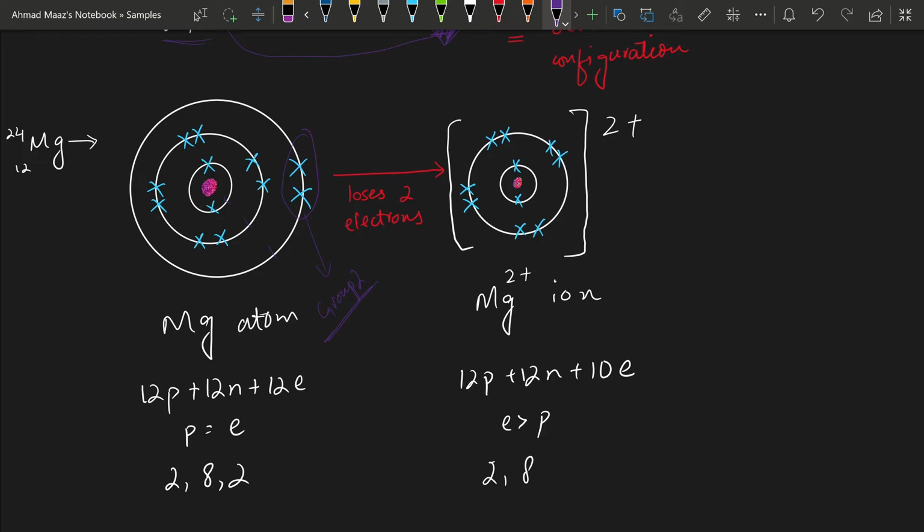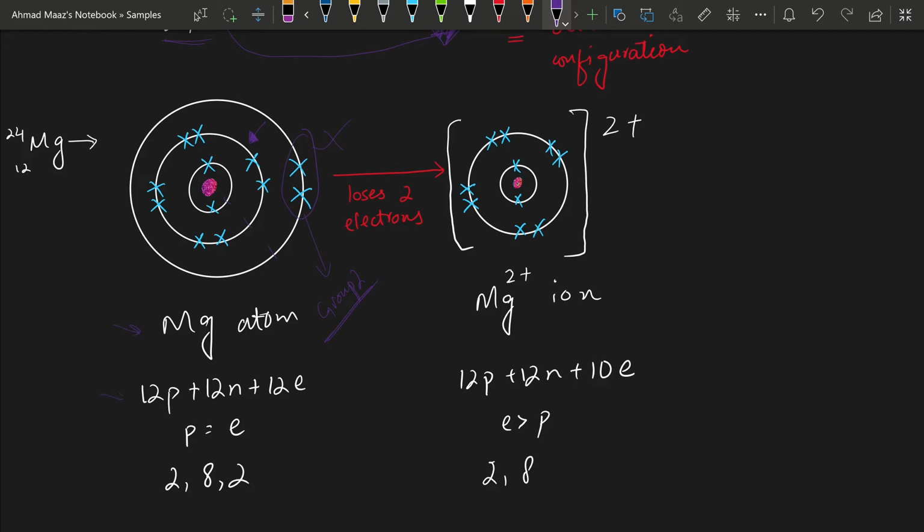Now what magnesium needs to do is somehow get rid of these 2 electrons so that the shell that is left behind becomes the valence shell, and it is already full. It already has 8 electrons in it. So if magnesium somehow gets rid of these 2 electrons, then it can achieve the noble gas configuration.